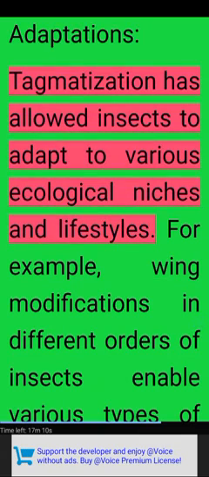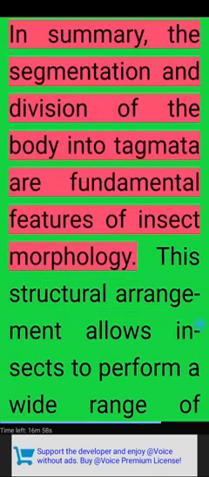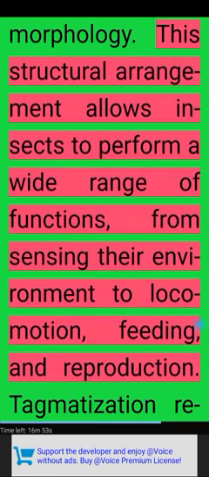Adaptations. Tagmatization has allowed insects to adapt to various ecological niches and lifestyles. For example, wing modifications in different orders of insects enable various types of flight, while mouthpart specialization suits specific feeding habits. In summary, the segmentation and division of the body into tagmata are fundamental features of insect morphology. This structural arrangement allows insects to perform a wide range of functions, from sensing their environment to locomotion, feeding, and reproduction.